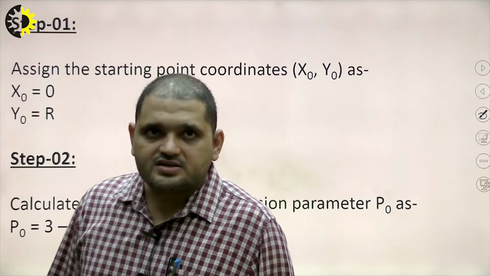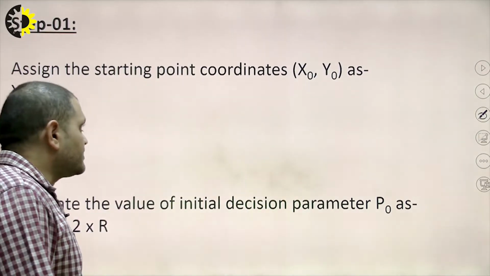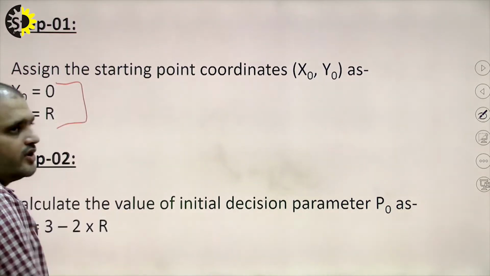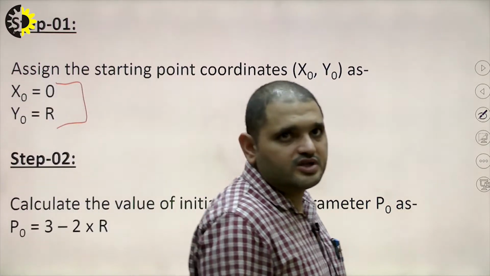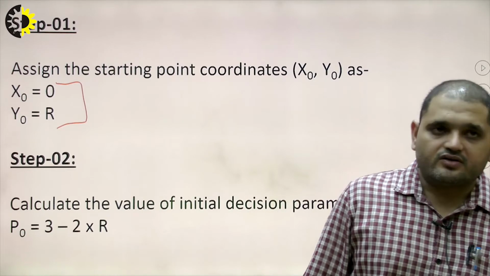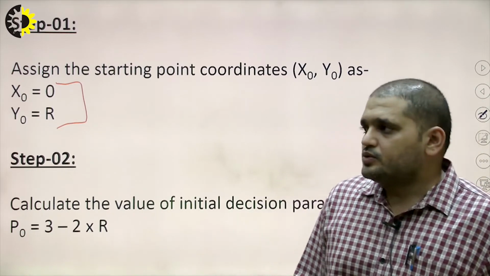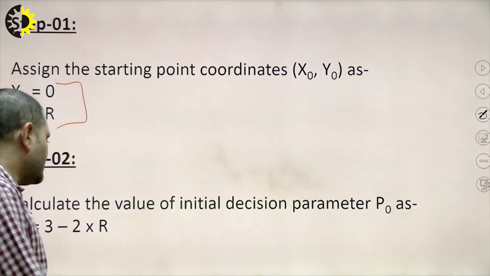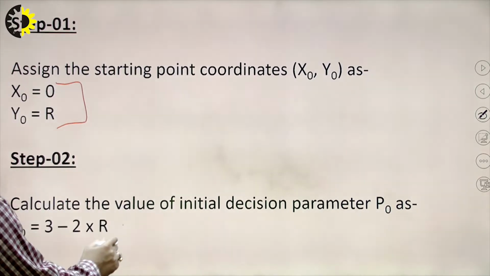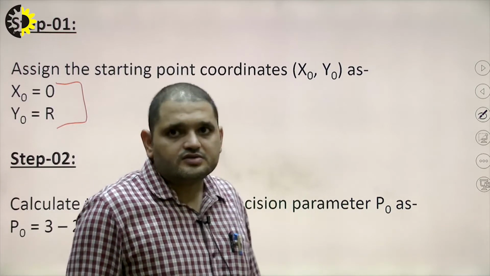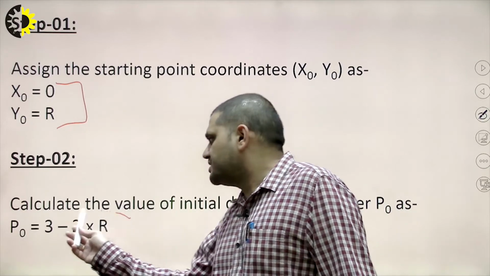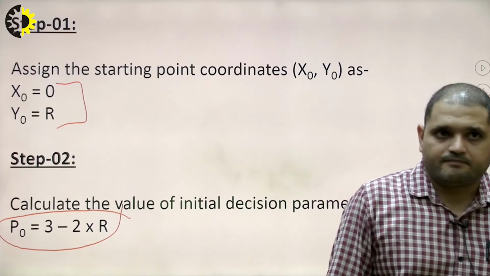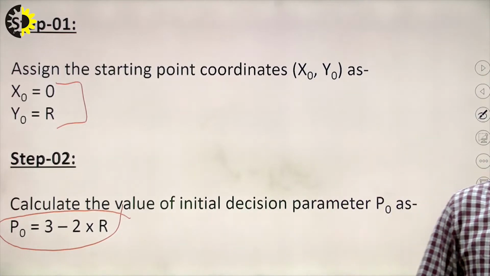Step 1 is, we will consider x0 equals 0 and y0 equals r. So the starting point will be x0 equals 0 and y0 equals r, and we will calculate the initial decision parameter p0, that is equal to 3 minus 2r. So we have to calculate the initial decision parameter, p0 equals 3 minus 2r. This will be the initial decision parameter.